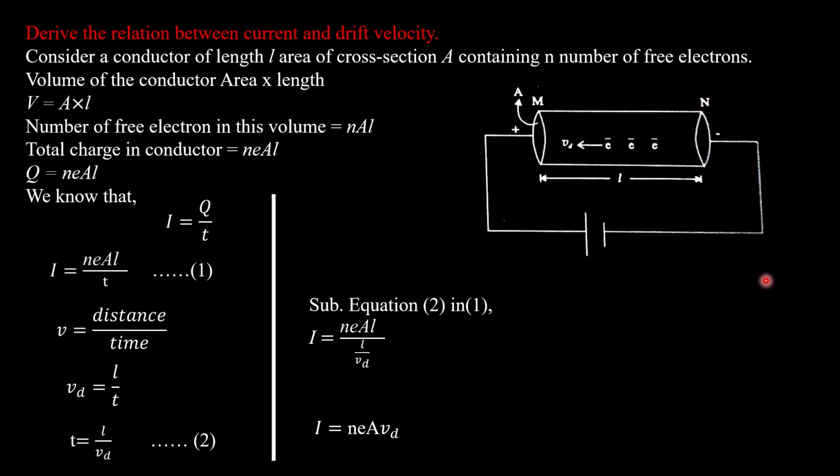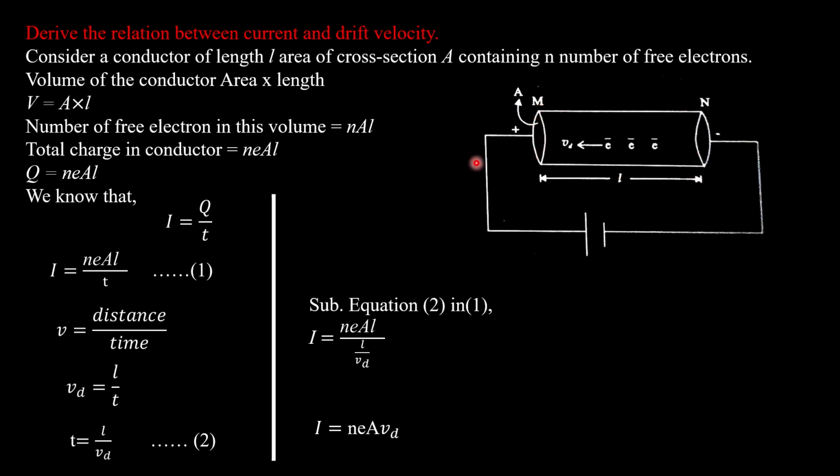So this is what we have understood from the diagram. So that we are going to write as a description of the diagram. So look here. Consider a conductor of length L and area of cross section A containing n number of free electrons. That means in this area we have n number of free electrons. Now I want to know how many free electrons are present in the complete volume. Let us see. Let us know what is the volume of it. Volume is area into length. If I multiply area and length, I'll get the complete volume of this conductor.